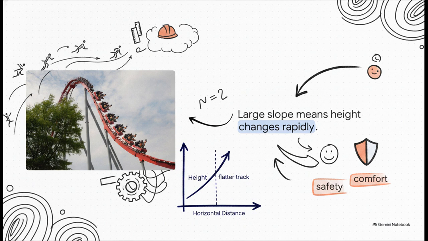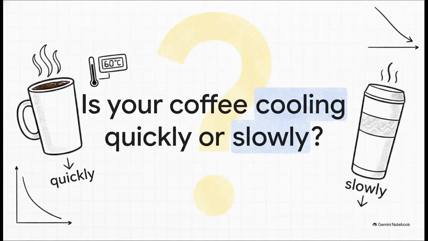Engineers care deeply about how quickly the track's height changes with horizontal distance. A large slope means a really rapid change in height, while a slope near zero means a much flatter track. By using derivatives, engineers can feed this math into massive models to calculate speed, acceleration, and most importantly, keep riders comfortable and safe. Okay, how about another everyday scenario?